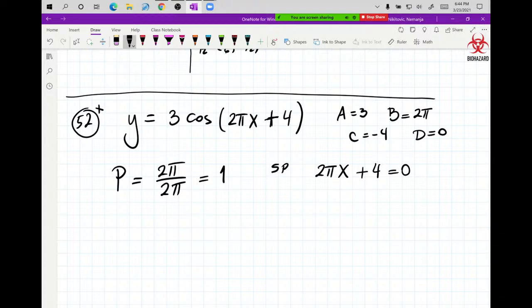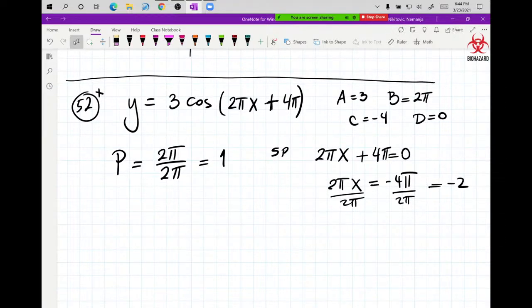Oh, but then this is going to be off. Okay, put the pi back in for now. Give me a second. 2 pi x. Oh yeah, you do need the pi there. Because this is negative 4 pi, and now when you divide by 2 pi, there we go. It's minus 2. Awesome. So the start point is at minus 2. The end point is minus 2 plus 1, negative 1.